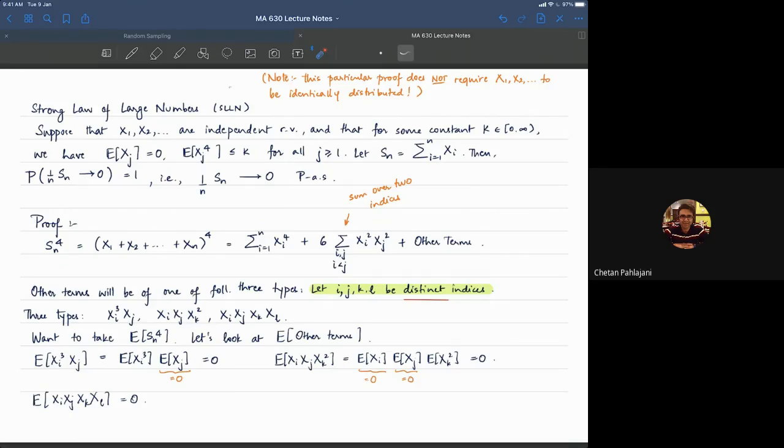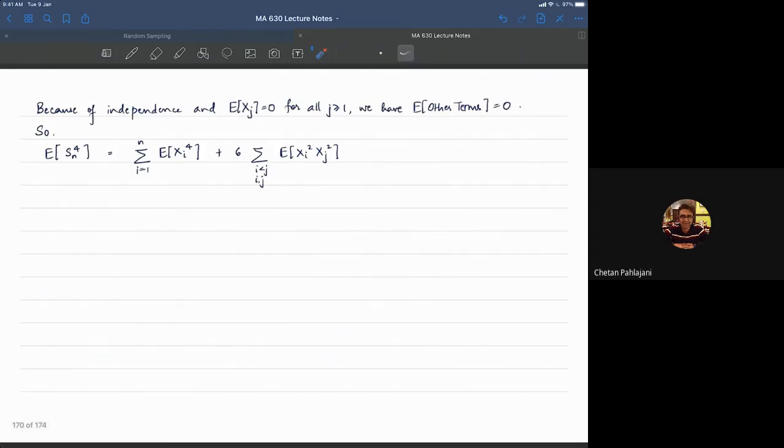Okay, so now what am I going to do? I'll use a fact here. I want to prove this fact also, but right now I'm just going to state it. Let me state it in words here.